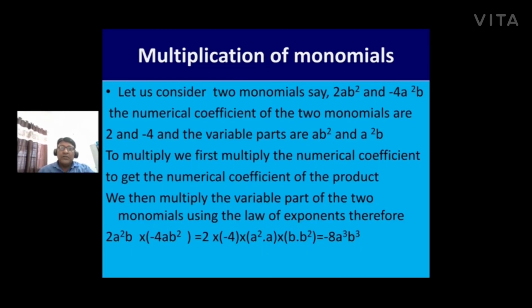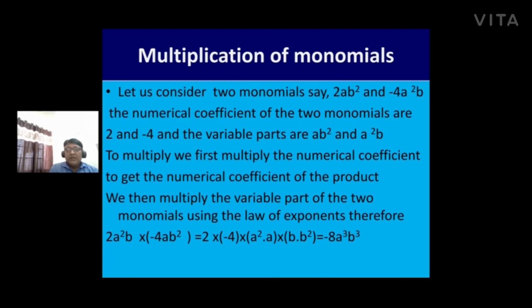Now we'll know how to multiply 2 monomials. Let us consider 2 monomials, say 2ab square and minus 4a square b. Now the numerical coefficients of the 2 monomials are 2 and minus 4, and the variable parts are ab square and a square b. So to multiply, we first multiply the numerical coefficients, that is to get the numerical coefficient of the product. We then multiply the variable parts of the 2 monomials using the law of exponents.